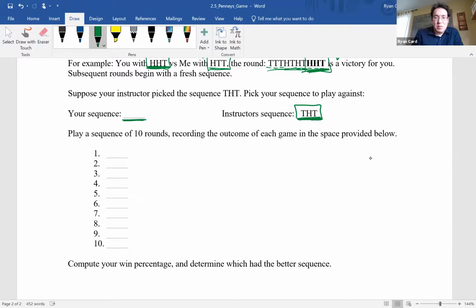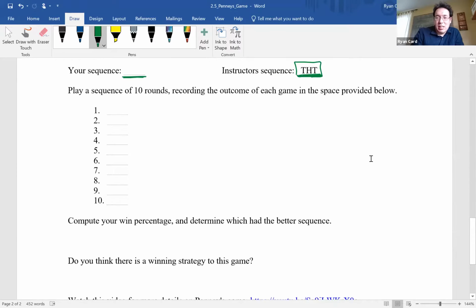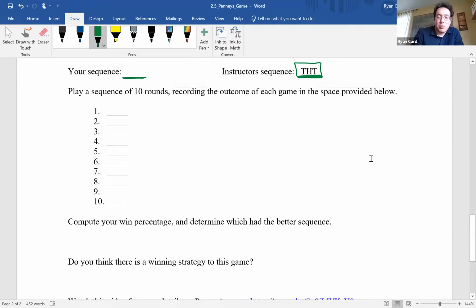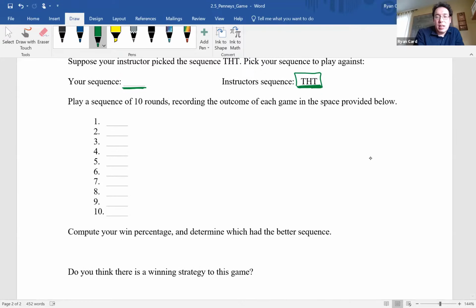Okay, how did you do? Did you beat me? It turns out that there's a way to pick a sequence that's better than somebody else's sequence if you follow a certain procedure. So in this case, if I picked this sequence THT, it turns out that TTH is the best sequence that would beat my sequence.